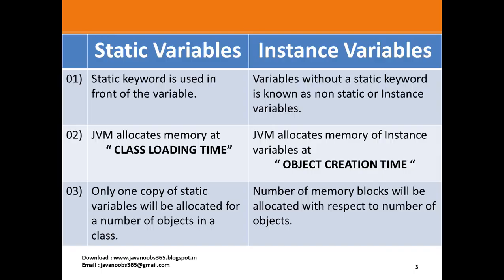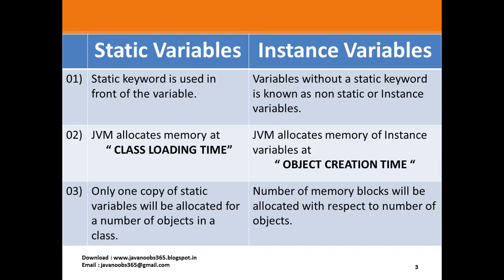And the third difference between a static variable and an instance variable is that only one copy of a static variable will be allocated for any number of objects in a class, whereas a number of memory blocks will be allocated with respect to the number of objects. So for static variables, only one copy is allocated for all the objects in a class, whereas for instance variables, memory blocks are allocated per object.